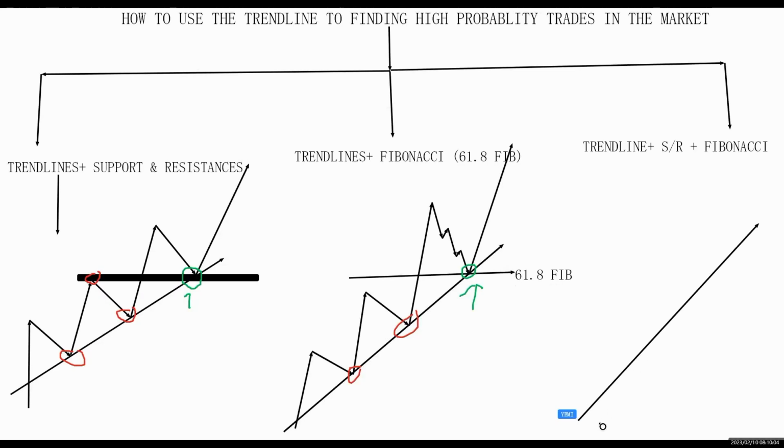So we have a situation where price is giving us a higher high, higher low touch right here. And we have a situation right here when price gets back to this level, then price finds this level.